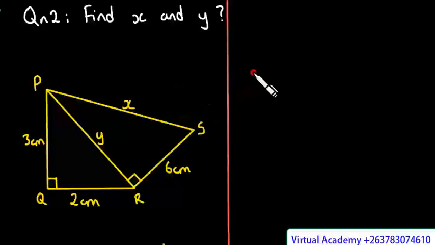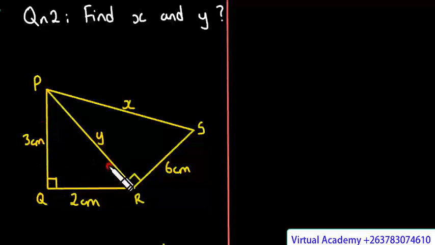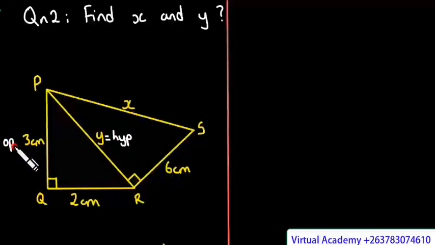Okay, so starting with this triangle PQR, we can label our sides. We'll start with this longest side. As you can see, it's opposite to this right angle, so we call it the hypotenuse, and it's the longest side. And then we have this other side. This one becomes my opposite, and this is my adjacent. After labeling my sides, I can now find the missing value y, because I have two sides of a right angle triangle, with the third one being the missing side.